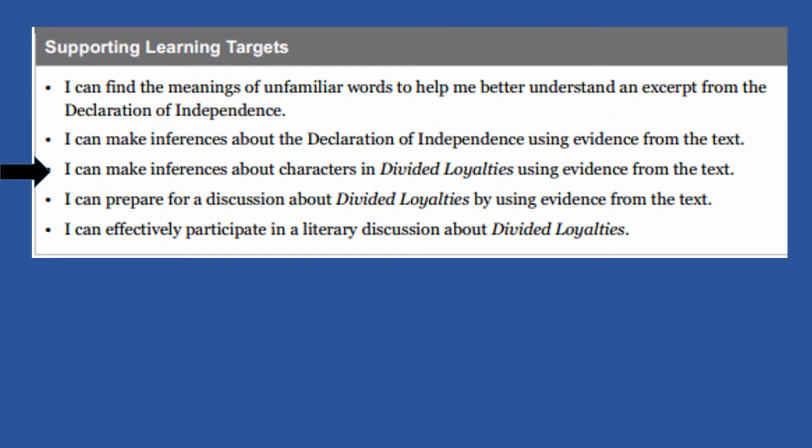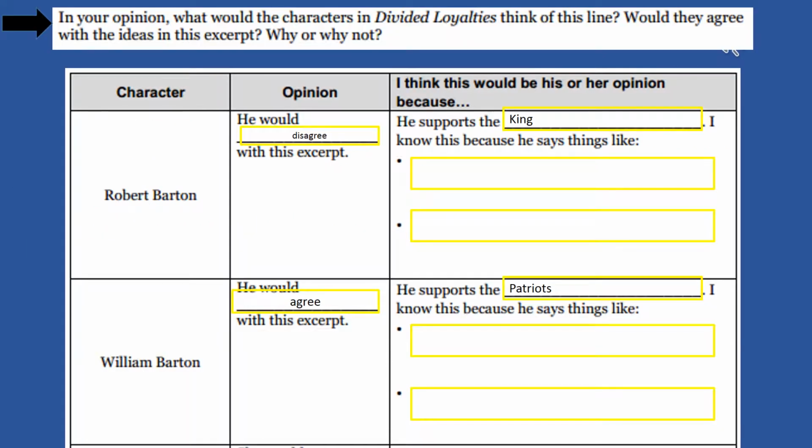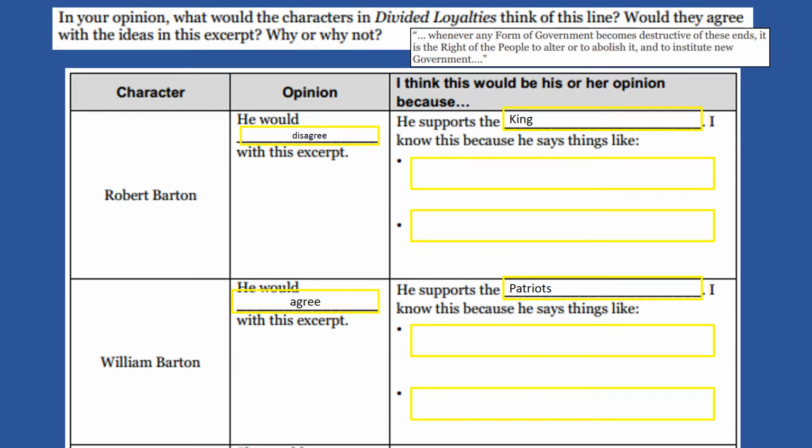I can make inferences about characters in Divided Loyalties using evidence from the text. In your opinion, what would the characters in Divided Loyalties think of this line? Would they agree with the ideas in this excerpt? Why or why not? Whenever any form of government becomes destructive of these ends, it is the right of the people to alter or to abolish it and to institute new government.